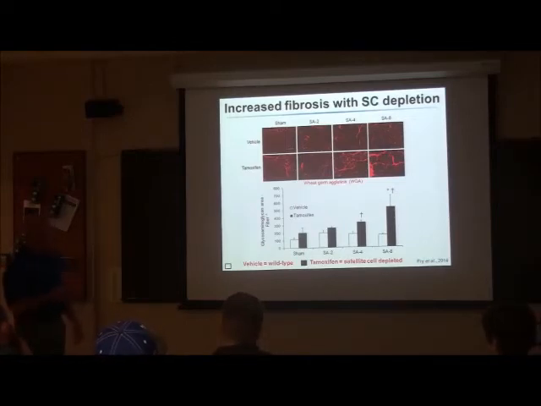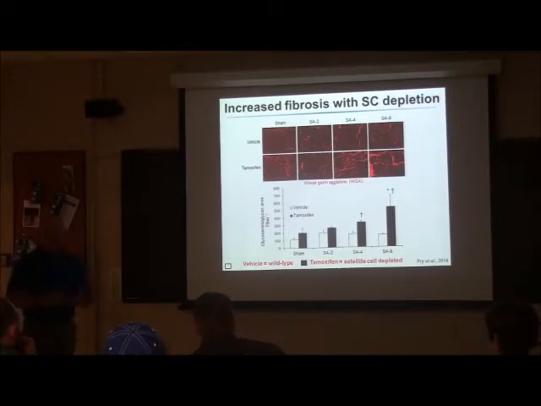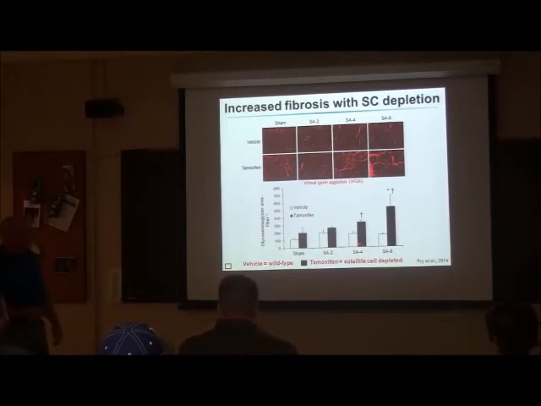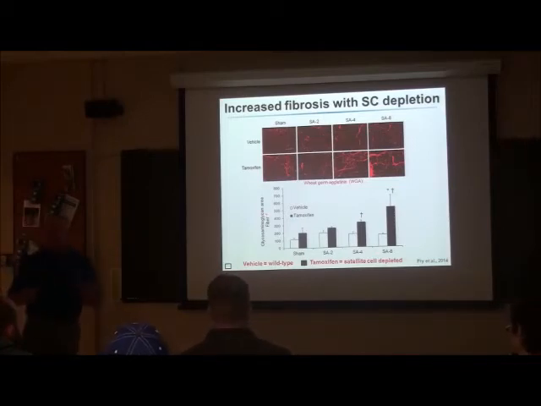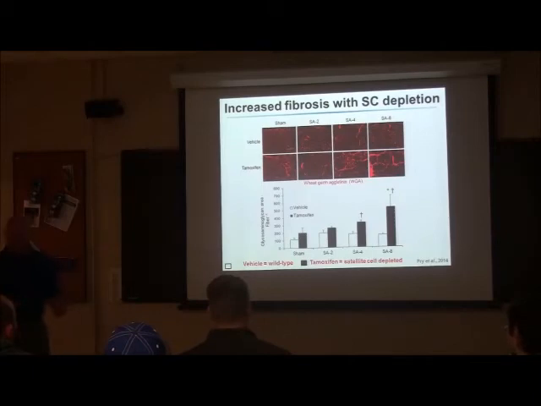So here's vehicle control, tamoxifen, no satellite cells. And the red stain is an indication of how much connective tissue there is, the degree of fibrosis. And then it's quantified here. And you can see that at 4 weeks of synergistic ablation, but really at 8 weeks, the amount of fibrosis is significantly increased when you do not have satellite cells. And so what I was going to present to you today was the research based on this.